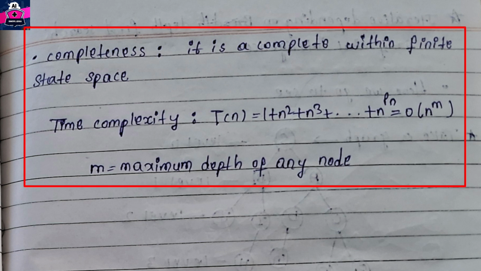Completeness. It is complete within a finite state space. Time complexity: T(n) = 1 + n + n^2 + n^3 + ... + n^m = O(n^m), where m is the maximum depth of any node.